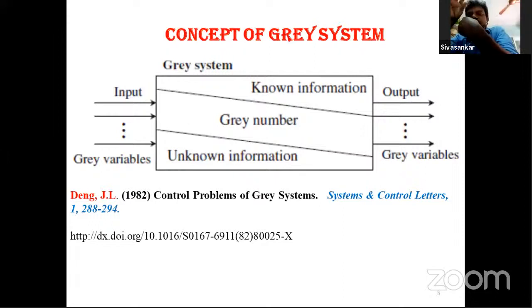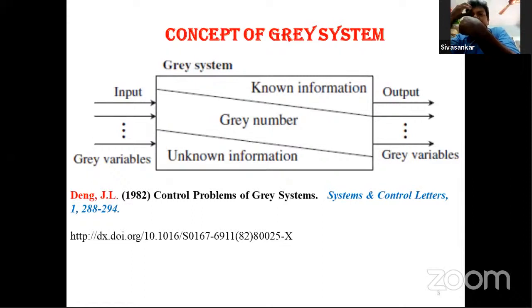If you say normally gray color, in the sense it is not completely black or completely white or completely red. It is a mixture of colors that is referred to as gray. Here also, in this particular system, there are some portions where the information is not known. That portion is called the black portion. There are some portions where the information is completely known, that is called white. The gray system will combine these two regions and give the output with respect to the input.